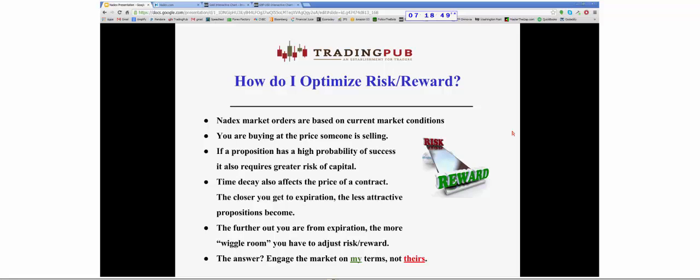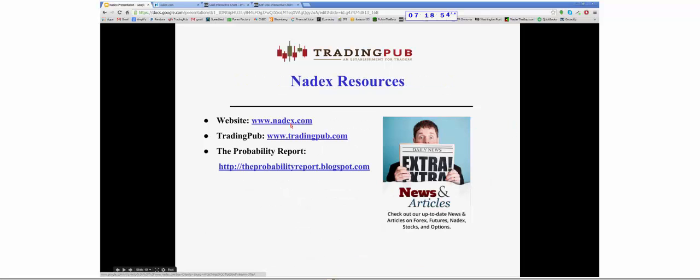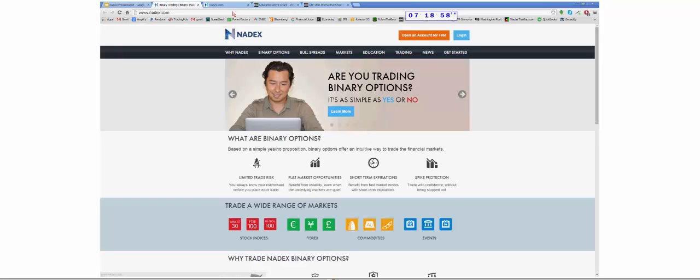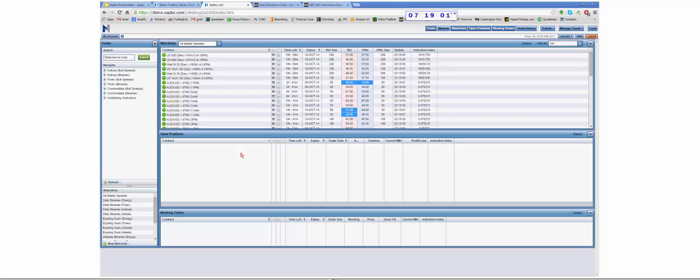But the real answer to me is I want to be able to engage the market on my terms and not their terms. And before I go any further, I want to go back to Nadex just really quickly and give you a quick overview of what Nadex looks like. This is my demo trading account. Up here on the left, there's a menu of the indices that are available for trading, the Forex pairs and the commodities that you can trade.